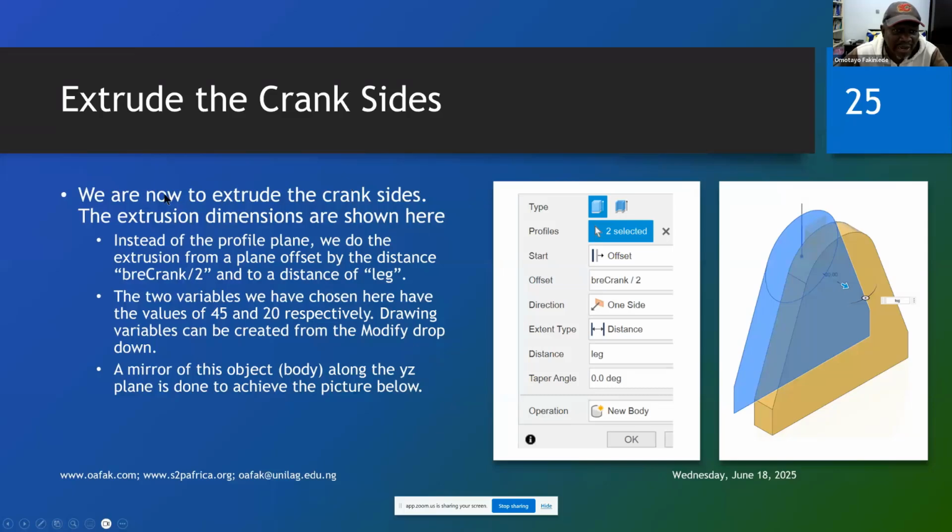So we are now to extrude the crank side. The extrusion dimensions are shown here. Instead of the profile plane, we do our extrusion from a plane offset by the distance break crank divided by 2 to a distance of leg. The two variables we are choosing have the values of 45 and 20 respectively. That is what was done in this particular drawing. Drawing variables can be created from the modify drop down, and the mirror of this object along the YZ plane is done to achieve the picture below.